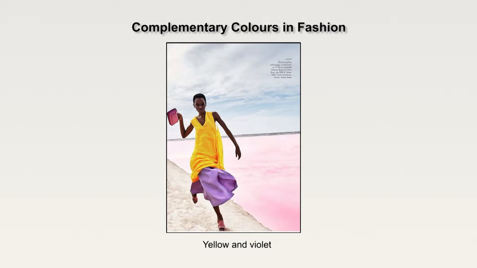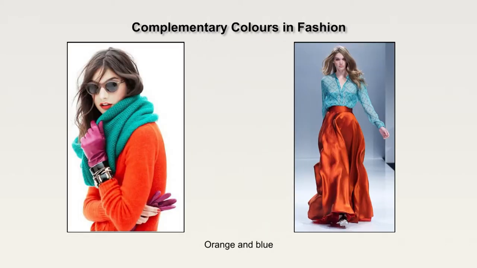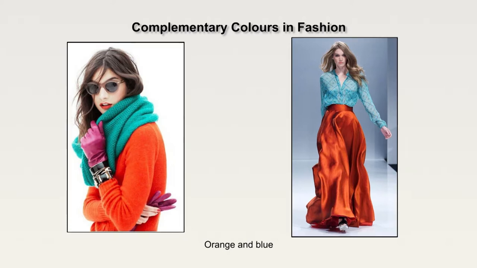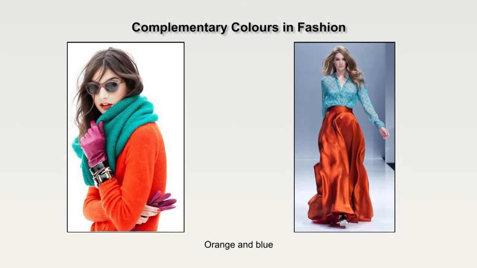This is a page published in LA, Germany, February 2018. It has yellow and violet, which are complementary colors. The left has orange and blue as complementary colors. The image on the right from Alexander Terekov is an example of split complementary, which we will see in detail in the coming modules.